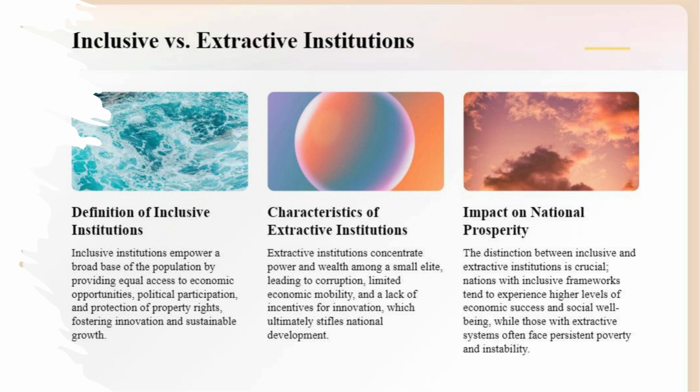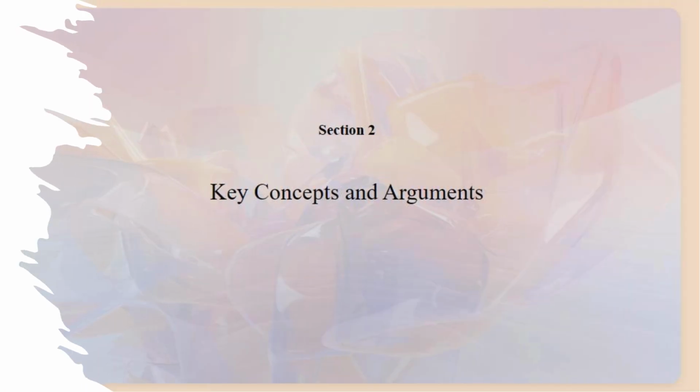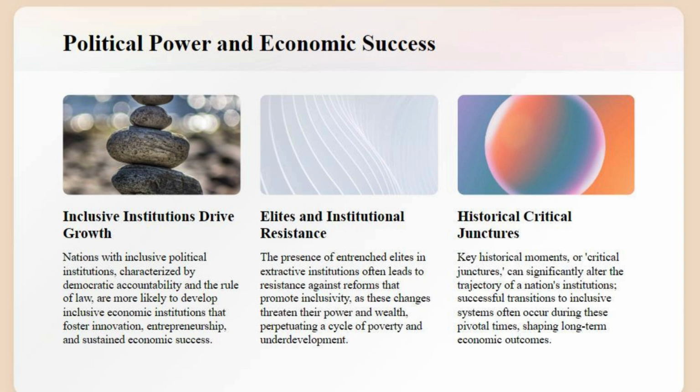Extractive institutions are systems designed to concentrate power and wealth in the hands of a few, often leading to corruption, monopolies, and repression. Extractive institutions discourage innovation, exploit resources for the benefit of a ruling elite, and ultimately inhibit growth. The authors emphasize that nations fail when their institutions are extractive, perpetuating a vicious cycle of poverty, weak governance, and underdevelopment. Key concepts and arguments.